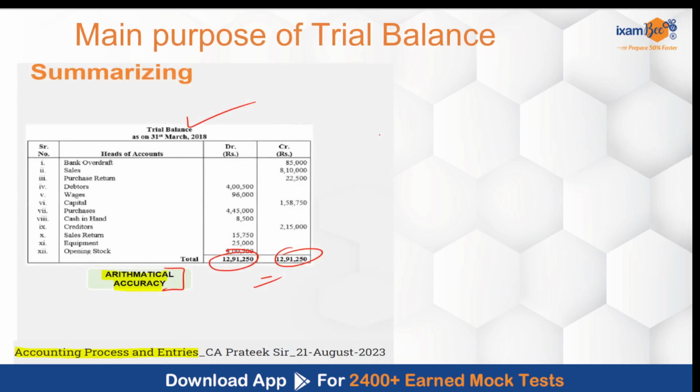The question from the trial balance was a very simple and direct conceptual question where they had asked you what the main purpose of trial balance was. The correct answer in this relation was that the arithmetical accuracy of your accounts is checked by the trial balance. And of course, this was very well covered in the iExamB syllabus, in the revision classes, in the PDFs, even in the mock test questions related to accounts.